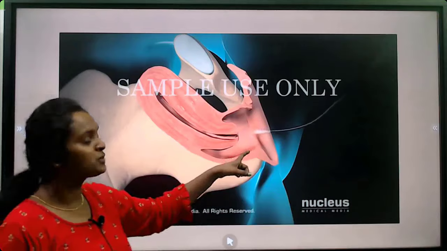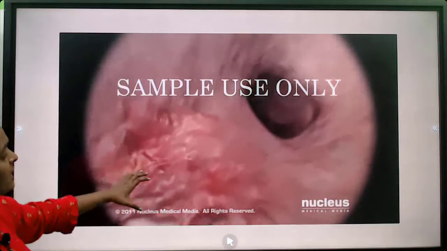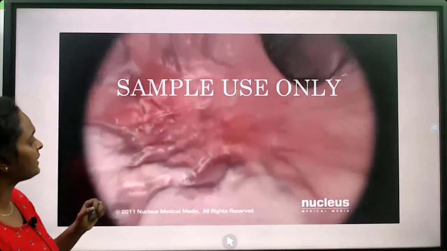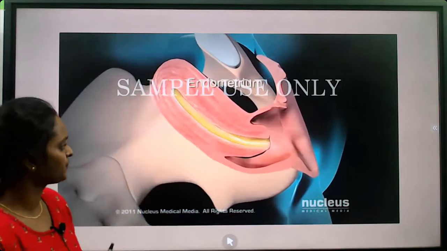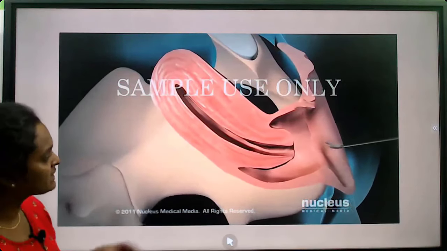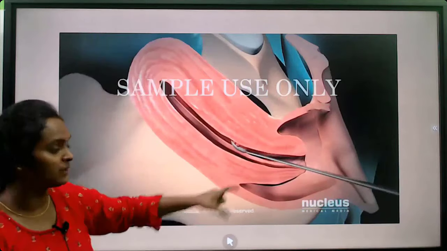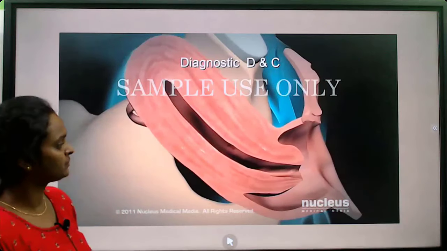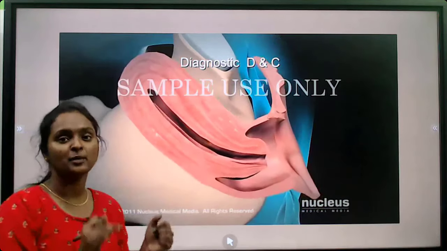Then they introduce the scope into the uterus. Here they are noticing exactly where the retained bits are implanted. After seeing where exactly the retained bits are, they scrape with the help of the curette. With the curettage, they scraped the endometrium of the uterus.